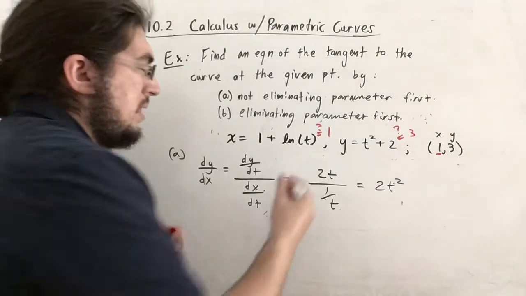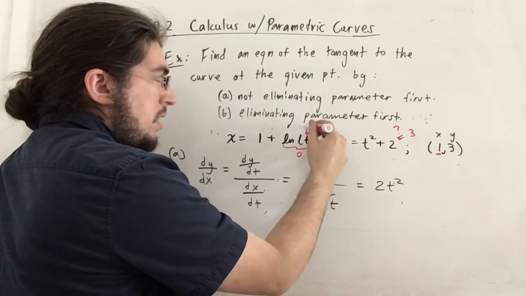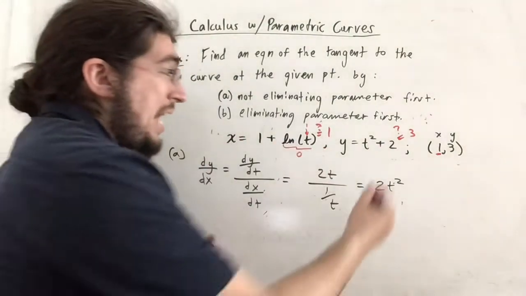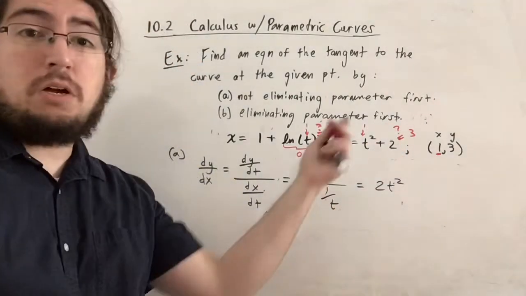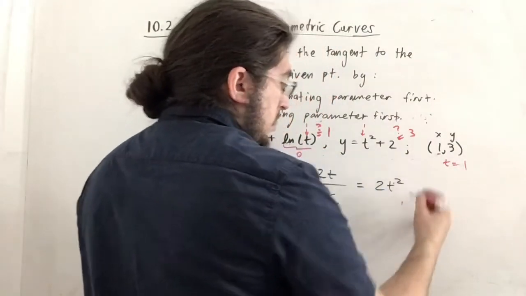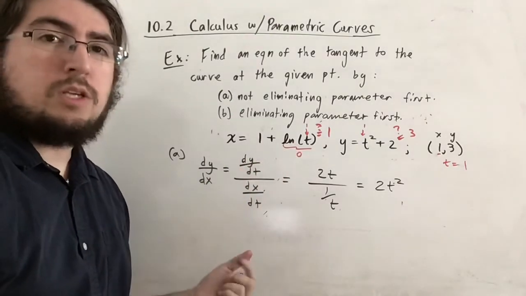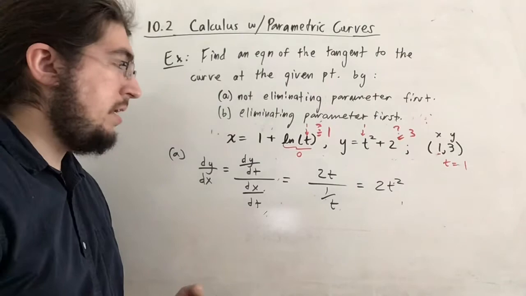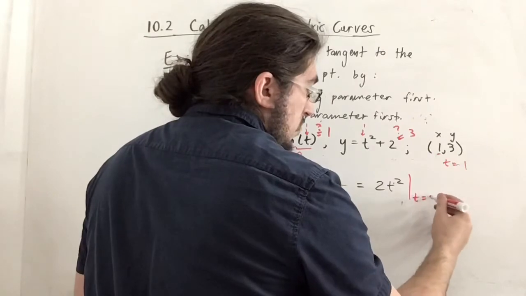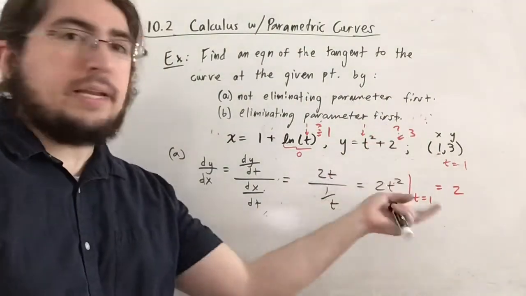That's actually a pretty simple question, because in order for this to be 1, that has to be 0, and we know ln of 1 is 0. So t equals 1 works for x, because you get 1 as your x value. And if t is 1, 1 squared plus 2 is also 3. So this has to be at t equals 1. Evaluating this derivative at this point gives the slope of the tangent line, so we evaluate this expression in t at t equals 1. The slope of the tangent line at this point is just 2.